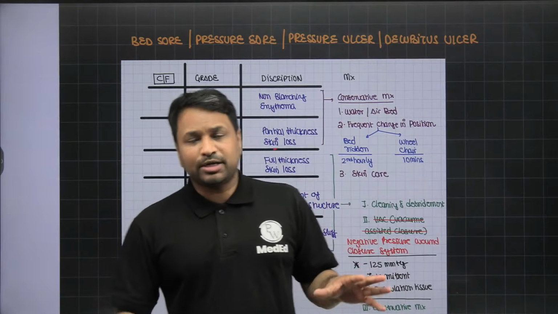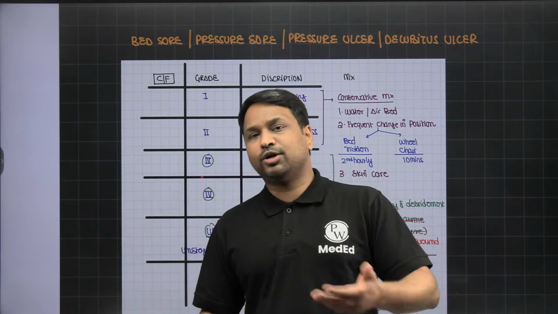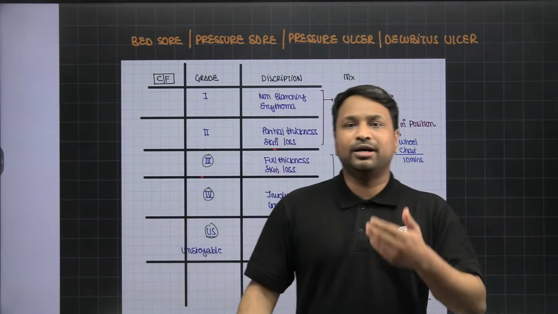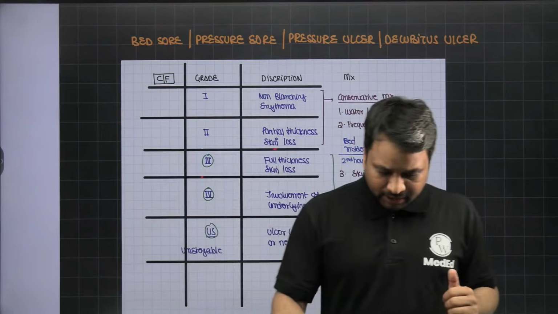If they are going to ask you what is the most common site for pressure ulcer, it is going to be ischium, followed by the greater trochanter, followed by the sacrum, right?